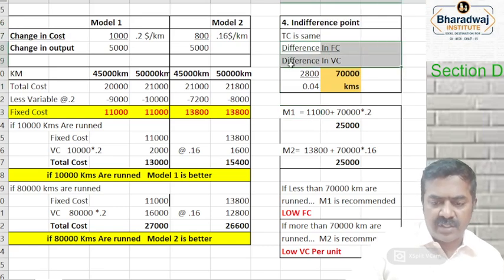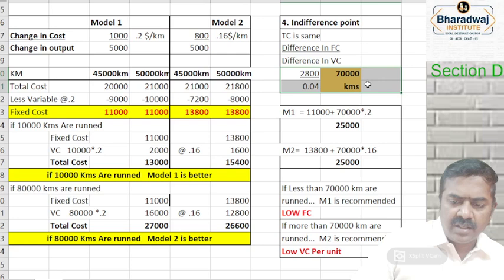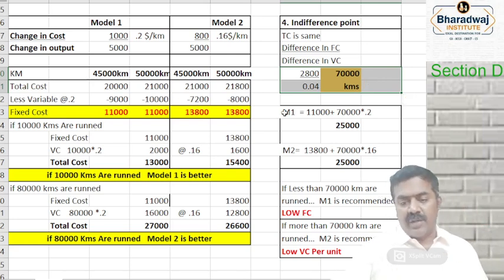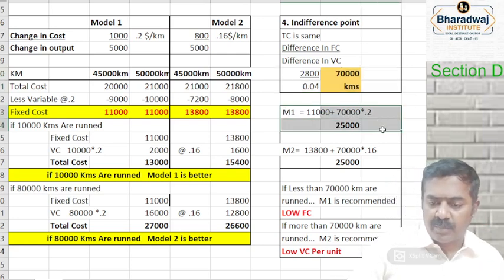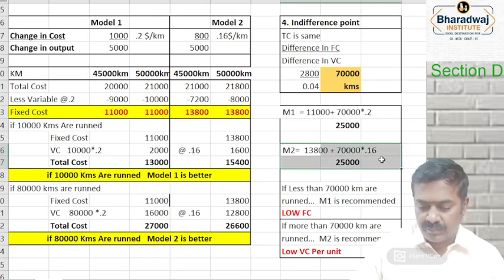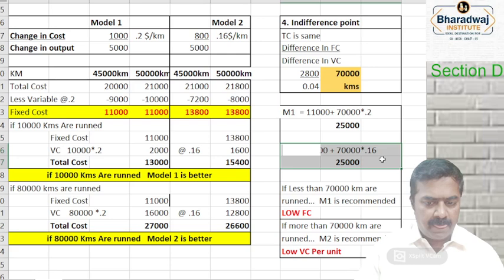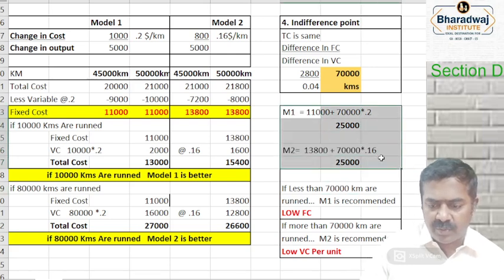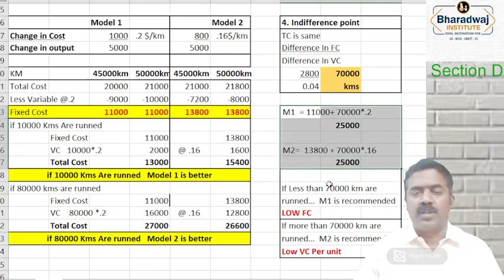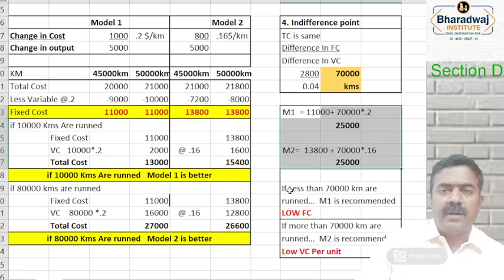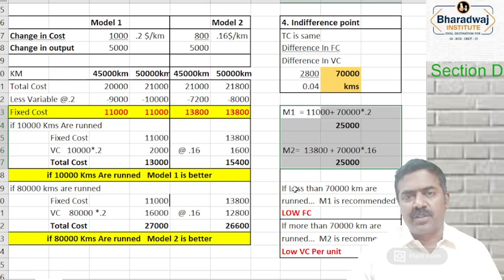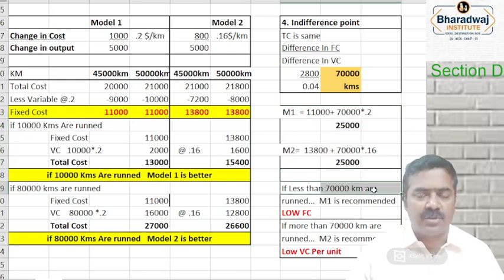So difference in fixed cost divided by difference in variable cost gave us 70,000 kilometers. We cross check also. You go for model 1 or model 2, you get the same total cost. Model 1 or model 2, you get what? The same total cost. That is called as what? Indifference point.